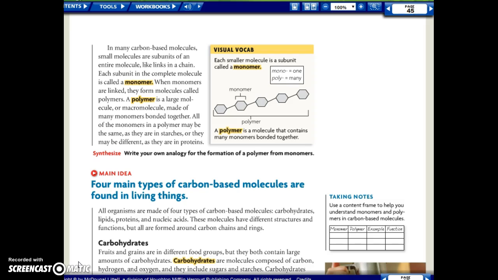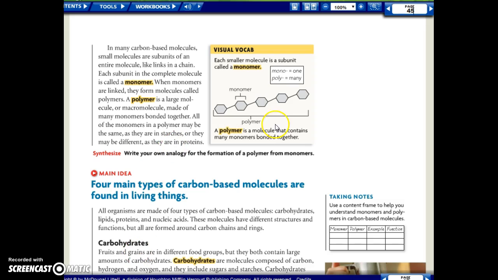Those long molecules, which are carbon-based, are called macromolecules. So there are 4 types of macromolecules. There's carbohydrates, lipids, proteins, and nucleic acids. We're going to be starting off by looking at carbohydrates. But first, we need to know what monomers and polymers are.